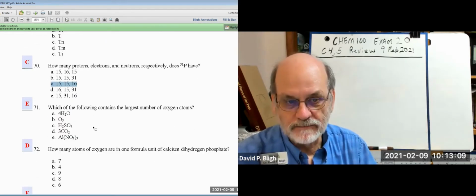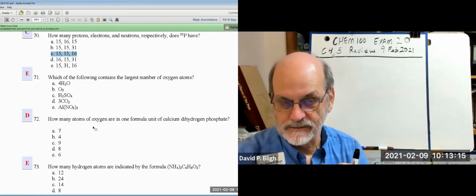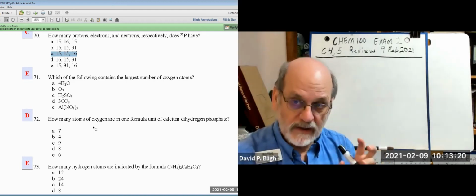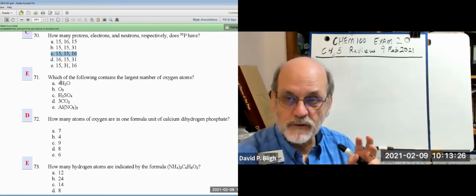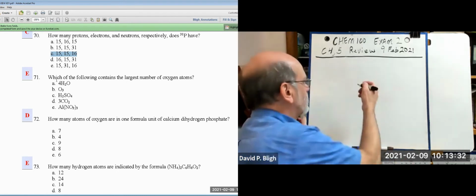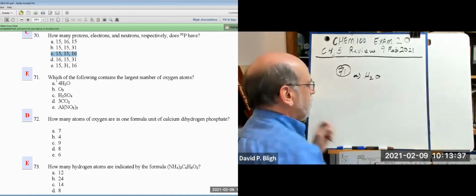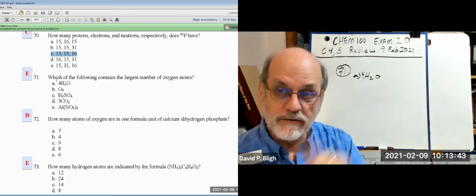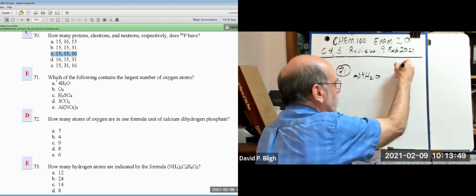All right, 71. Which of the following contains the largest number of oxygen atoms? Okay, so you've got two things operating here. You've got the formula, and you've got this coefficient that says how many of those formula units you have. So for water, you have one oxygen per molecule, but you have 4 molecules. So that means you have 4 oxygens.